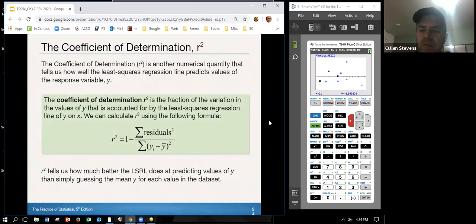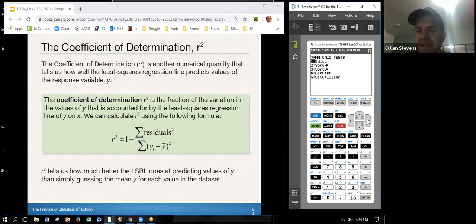Notice that when we do our models, when we do our stat calculate line of best fit, we've been talking about R and we've been talking about R squared.